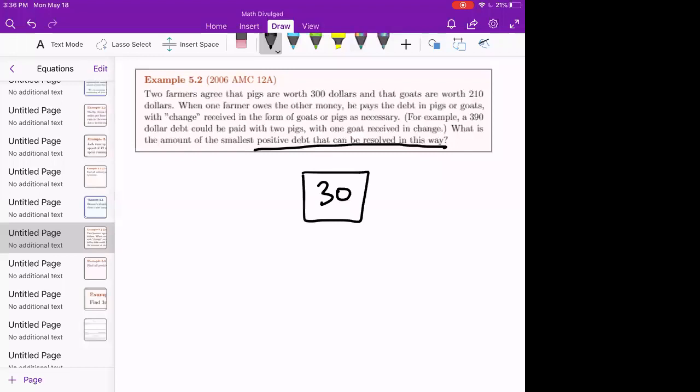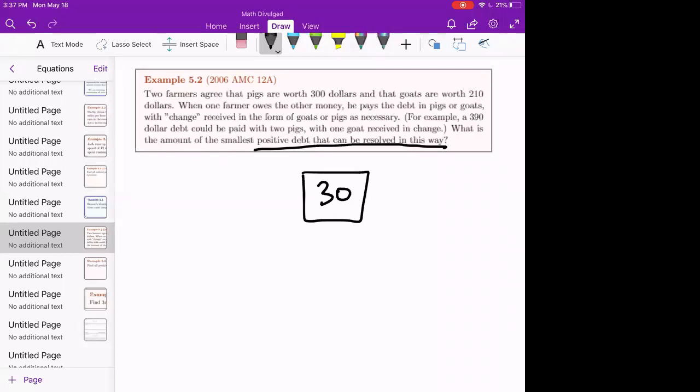So that might seem a little abrupt, but that's the way that these type of problems work, because we can't exactly find x and y, since we're only given one equation. It's not like our traditional type of algebraic manipulations. So here we're going to have to use other forms to solve the problem. And here we take advantage of this identity, which tells us that the amount of debt that can be resolved has to be a multiple of 30. And therefore the answer, which is the smallest positive debt, has to be 30 as well.